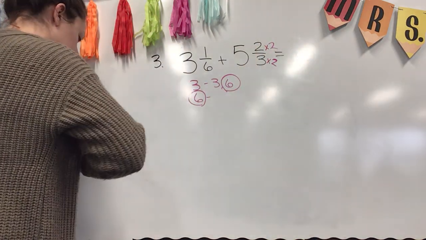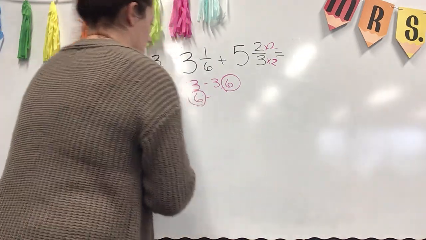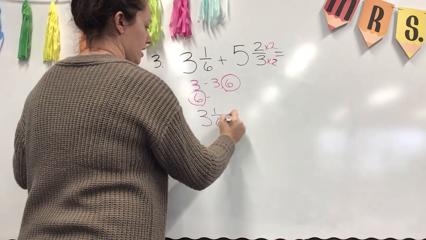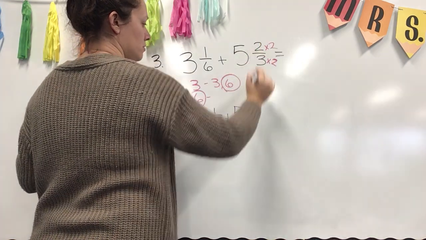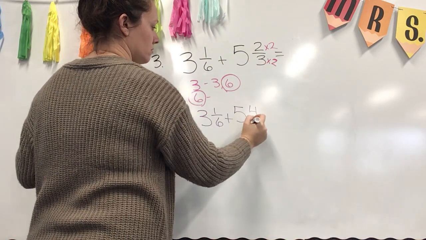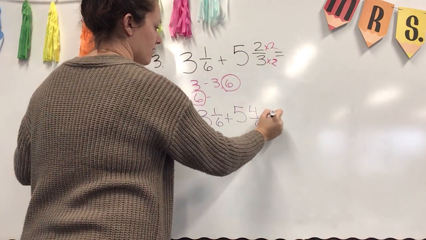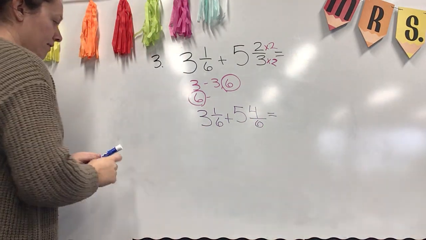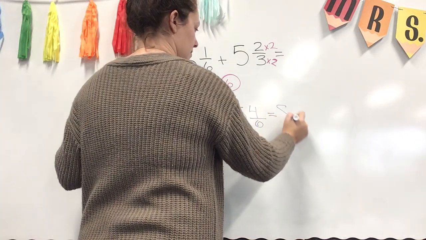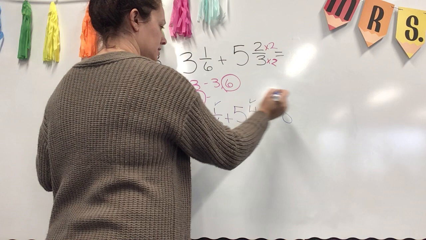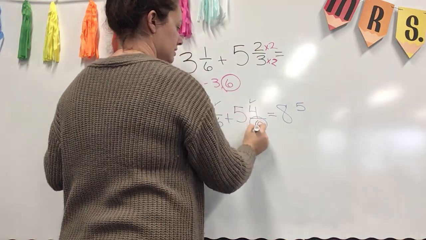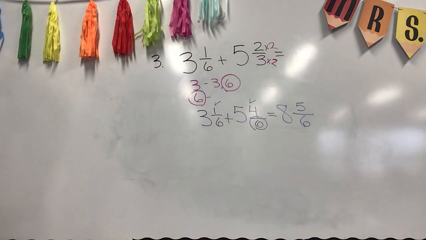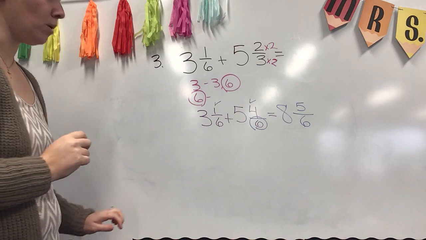Let's rewrite our fractions here. I've got 3 and 1/6 plus 5 and 4/6. 2 times 2? 4. 3 times 2? 6. Very nice. Do I have like denominators now? Yes. So let's go ahead and add my whole numbers. 5 plus 3 is? 8. My numerators, 1 plus 4 is? 5. And my denominator stays the same of 6. Am I done? Yes. Can I simplify that? No. It's already done.